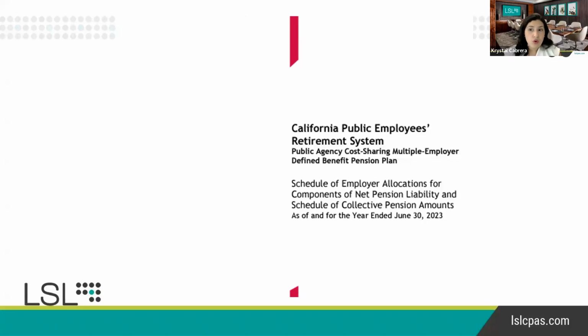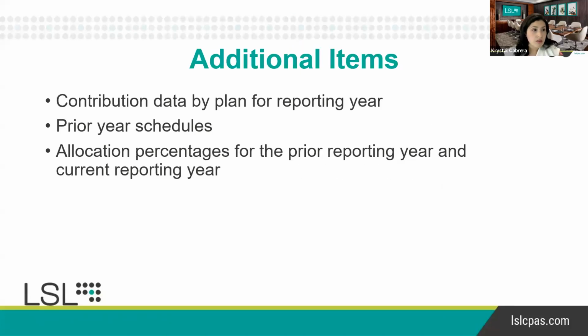If we move forward, we also have some other additional items you're going to need. So once you've grabbed those reports, you're going to need to make sure that you have all of your contribution data by plan for your reporting year. So if you have a 6/30 year end, it's typically pretty easy. You can go into My CalPERS, the billing and payment summary, and grab a summary of all of your individual contributions by each of the plans so that you can use that.